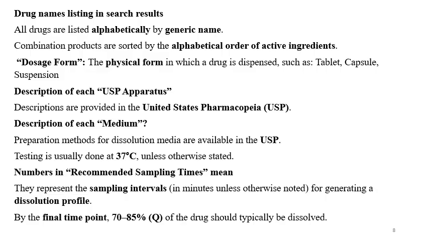Now, numbers in the recommended sampling times. What is the meaning of this? These sampling times represent the sampling intervals in minutes, and otherwise, if it is given in hours, for generating the dissolution profile. By the final time point, 70 to 85 Q, that is, percent drug release of the formulation should take place, and the final time point is such that the formulation releases 70 to 85% of the drug.